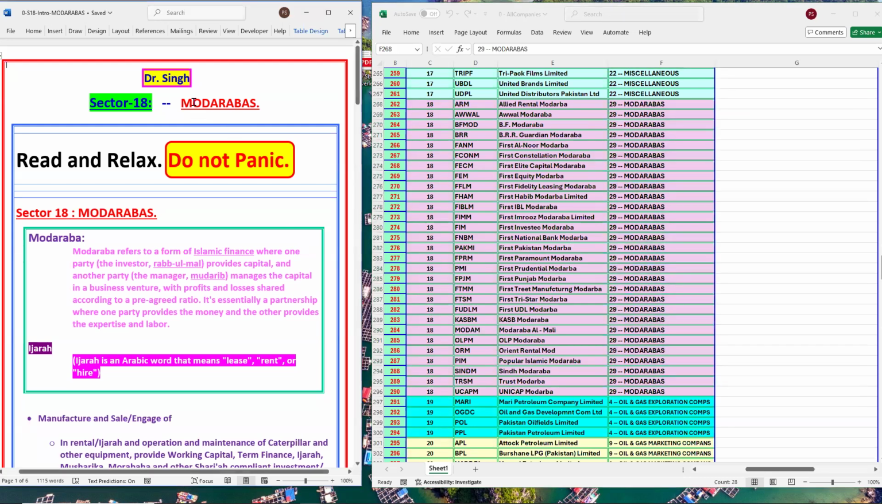So maybe what I'm going to do is mention over here 29 companies. Put the capital. Oops, capital M over here. I did a mistake. Well, let's go back. Modaraba, and remove the M over here. So now it is more clear. Sector number 18 has 29 companies, and the sector name is Modarabas.